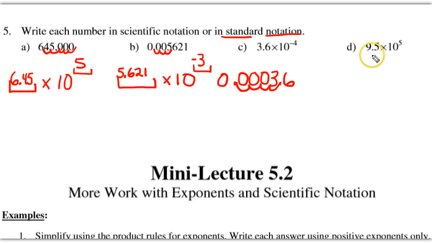And here, again, we have 9.5. We're going to move it 5 decimal places. 9.5, it's a positive exponent. So I'm going to add places now to the right. So there's one place. I need 5. So 4 zeros. 1, 2, 3, 4. So when I move it 5 places now, I get my number in standard notation. Okay.